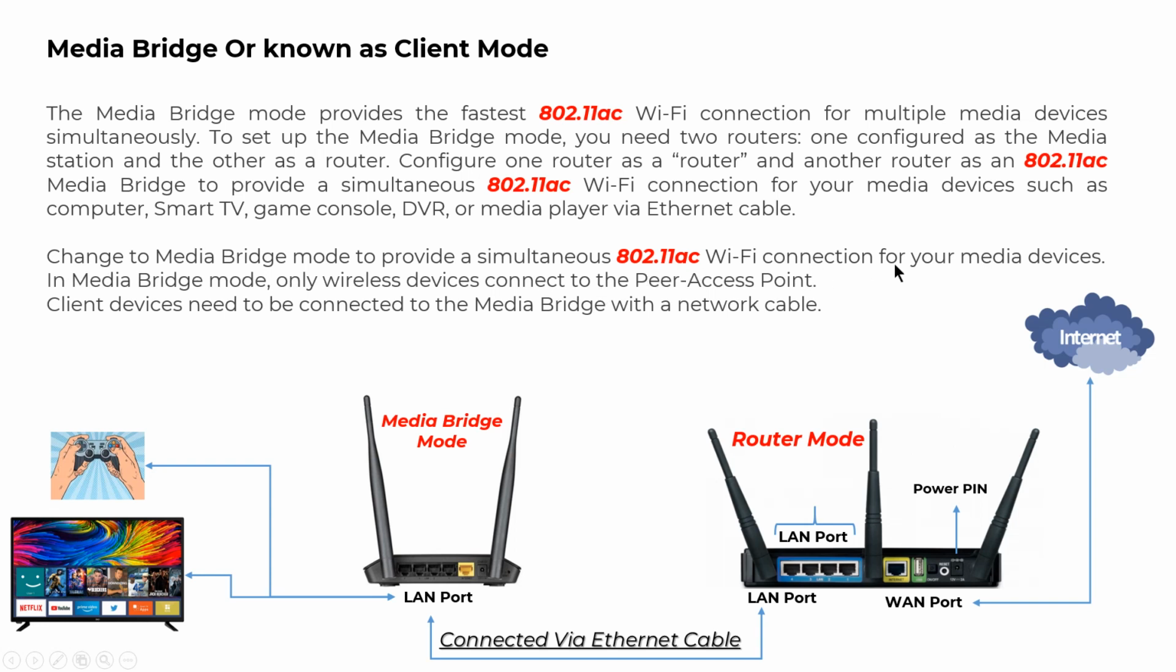I put one more explanation: the media bridge mode provides a simultaneous 802.11 AC Wi-Fi connection for your media devices. In media bridge mode, only the wireless device connects to the peer access point. Client devices need to be connected to the media bridge with a network cable. For example, if this smart TV doesn't have a wireless adapter, we can connect it over the LAN port, and we can also connect wireless devices like a smartphone or a laptop.